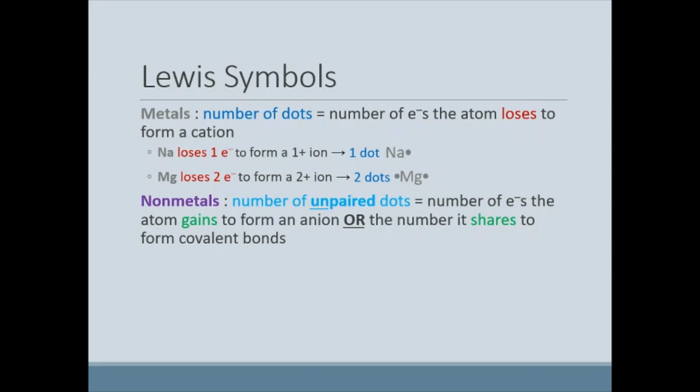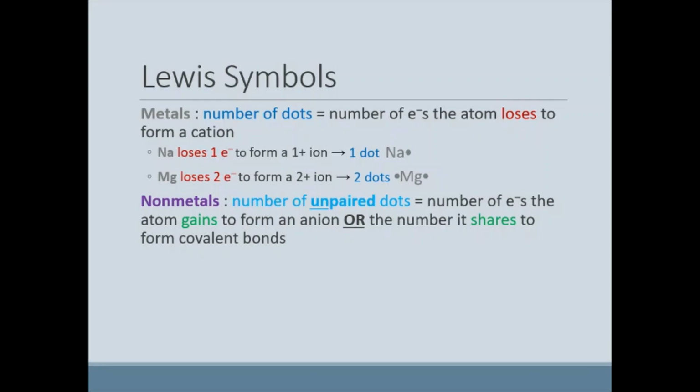One more time, nonmetals can be in both ionic complexes as well as covalent complexes. And so in your ionic complexes, the number of unpaired dots is the number of electrons the atom is going to gain.